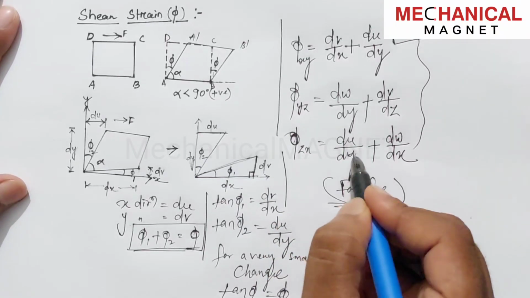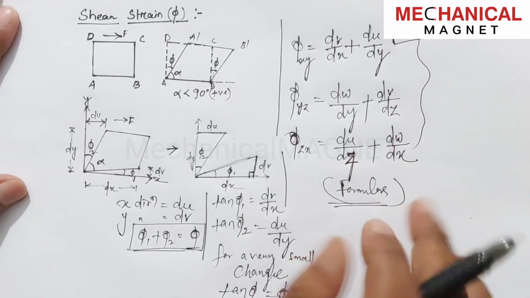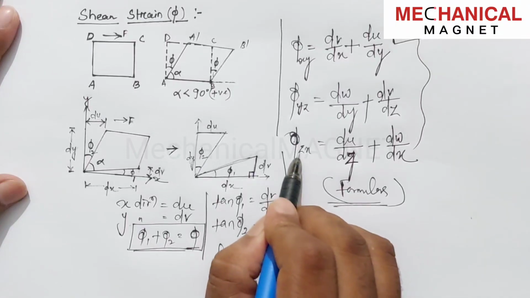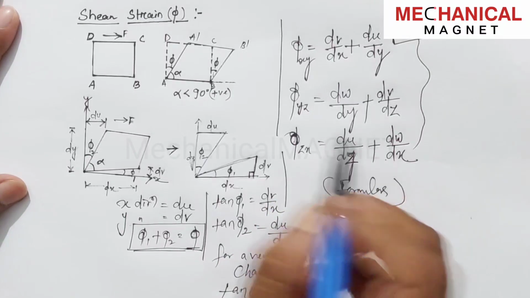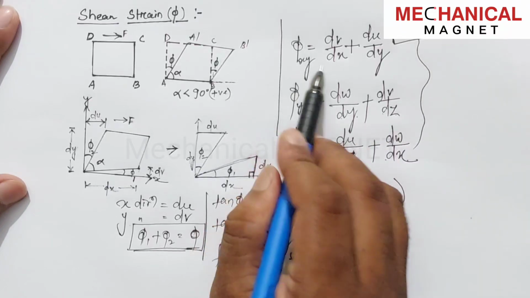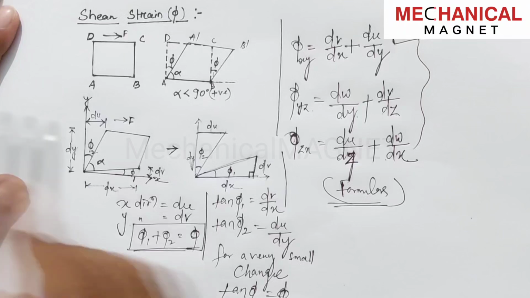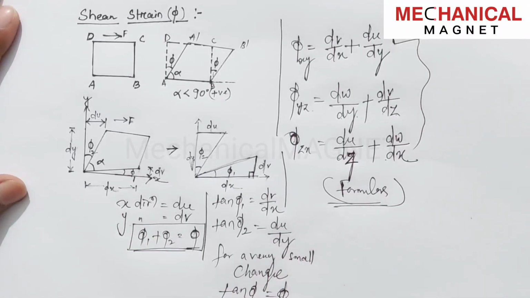This one will be z. So this is z, and this is du by dz plus dw by dx. So for zx it is dz and dx, for yz it is dy and dz, and for xy it is dx and dy. This way we can remember the formulas for a 3D figure.